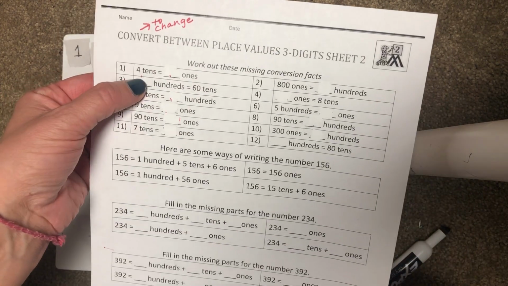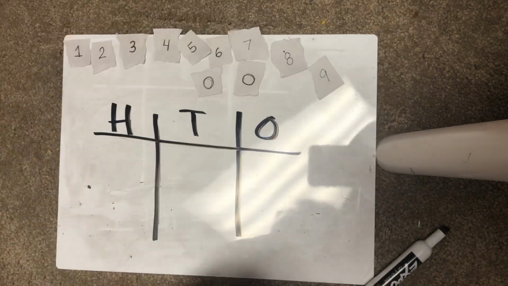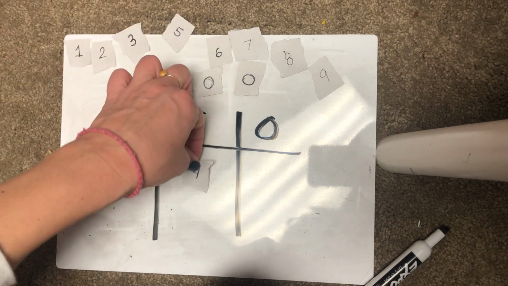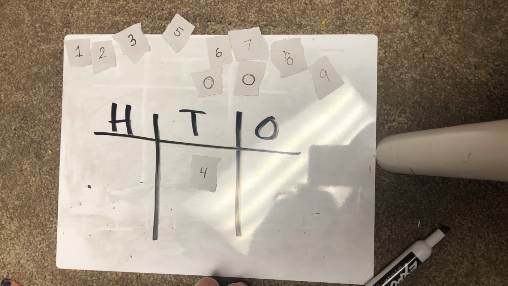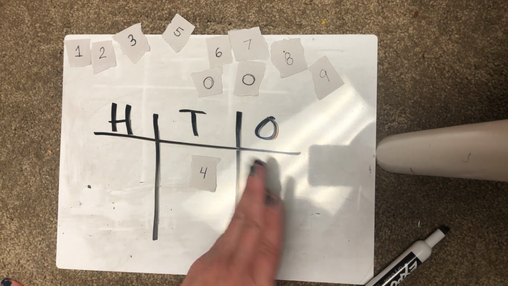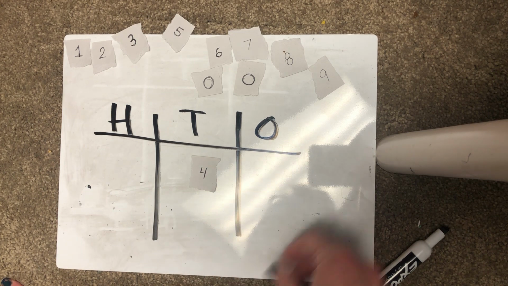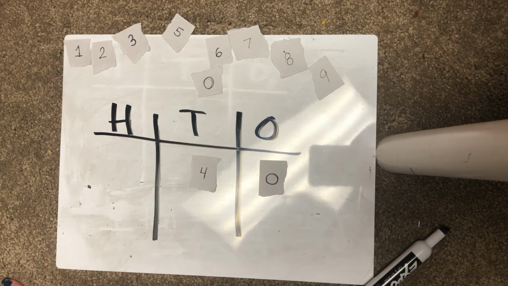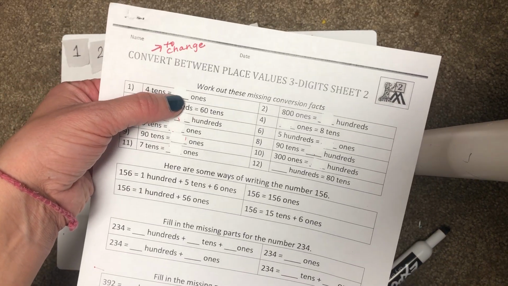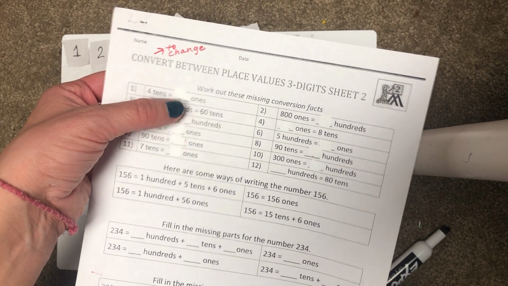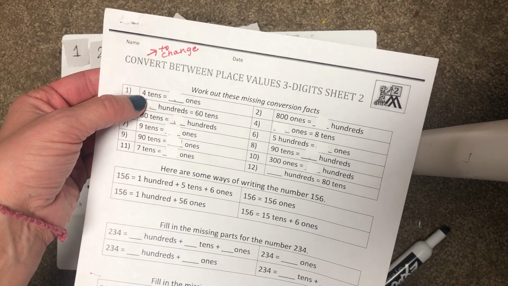So question 1 says 4 tens. So I'm going to find the 4 and I'm going to put it in the tens. And just like when we were rounding and using our place value chart, we don't just let a smaller place value randomly be empty. We put a placeholder in there. Okay? So this says 0 ones and 4 tens right now. Okay, we don't know how many ones will make up 4 tens, but we're going to find out.